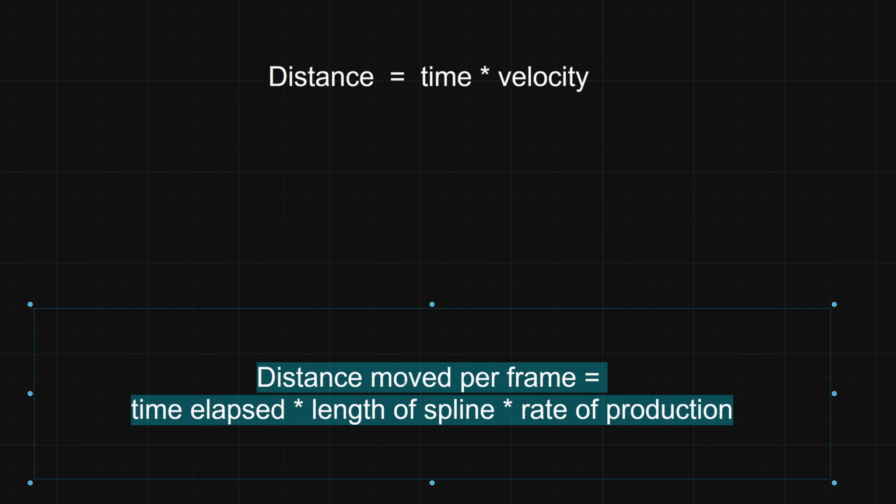So the distance moved per frame is the time elapsed since the last frame, multiplied by the length of the spline and the rate of production to give us the velocity, because the rate of production is how many items will travel through the building at any one point. And multiplying that by the length is the velocity.